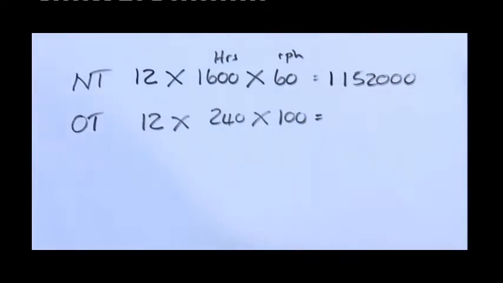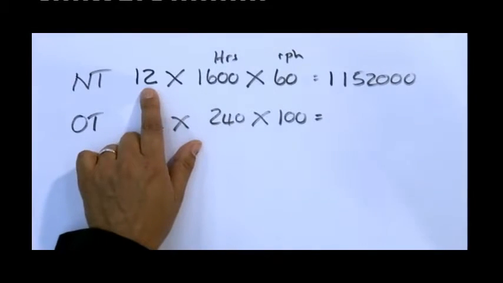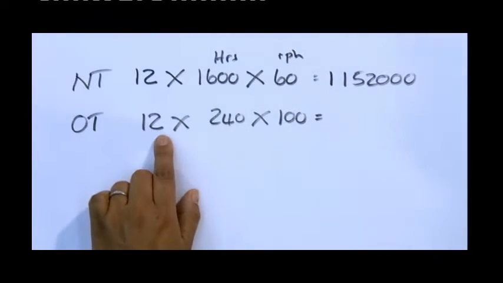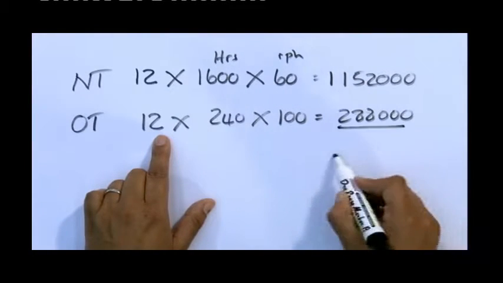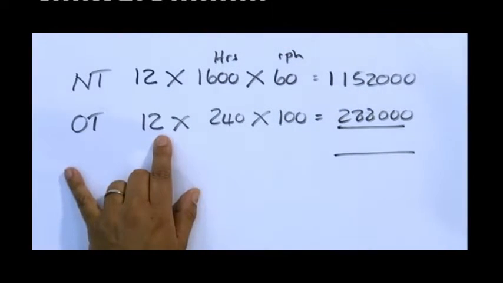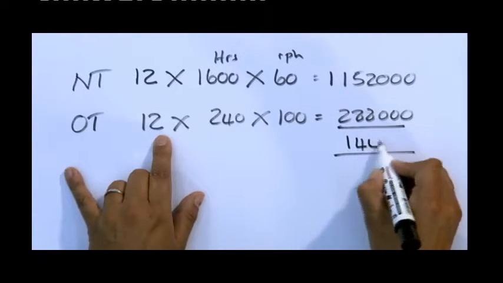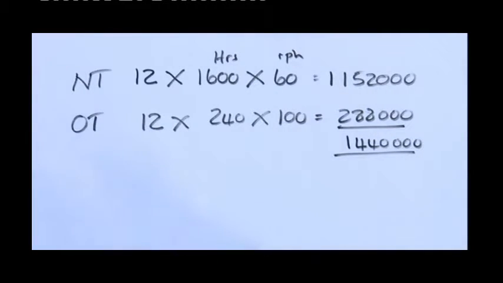I'm going to get 1,152,000 there. And someone is working with me. Oh, wait. Did I work it out wrong? I just took it off the answer sheet. Let's see: 12 times 1,600 times 60 is 1,152,000. 12 people times 240 hours times 100 Rand per hour is 288,000 Rand. So, what did I pay my direct labor? 1,152,000 plus 288,000, that is 1,440,000. That is what I attribute to my direct labor.